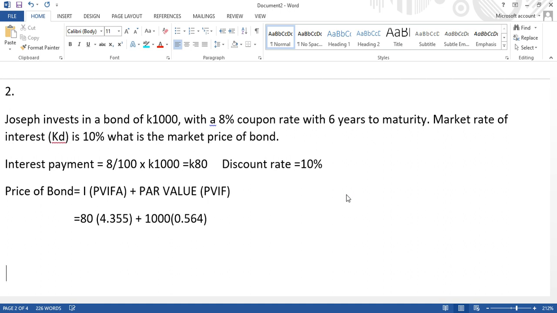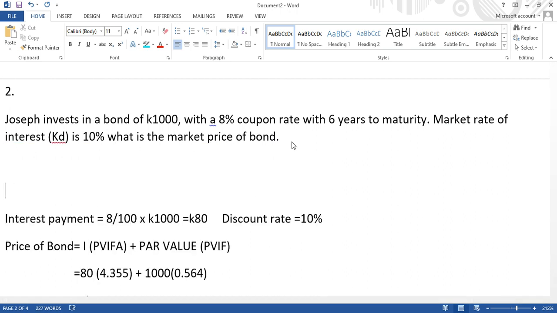So we'll tabulate. It's 80 times 4.355 plus 1,000 times 0.564, which becomes 564. I'm going to get a market price of 912.4 kwacha.